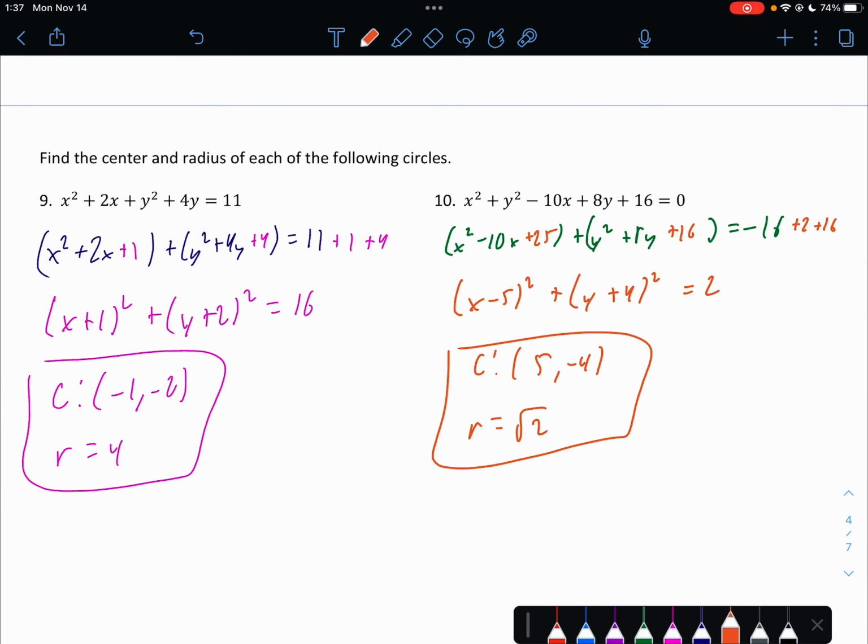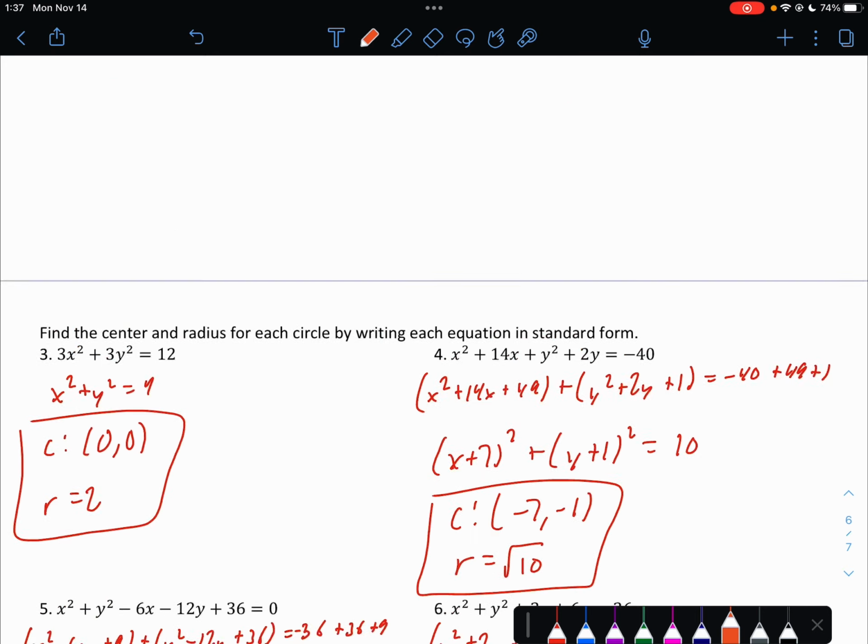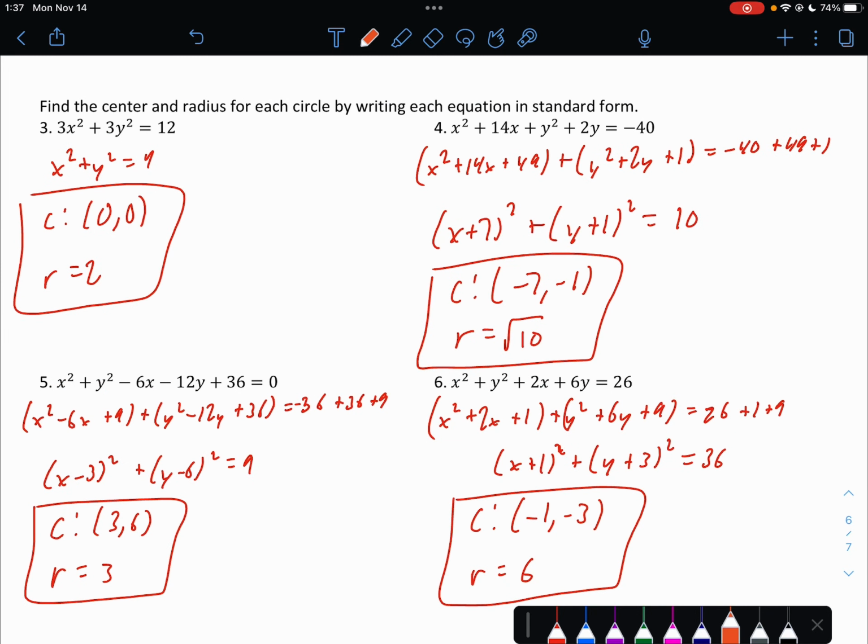All right. At this point, you can pause this video and try the next 2 pages of practice. Come back when you're done and check your answers. You can also check them if I post the key to Schoology. There's the answers for 1 and 2. And for 3 through 6. Again, you can pause this video as long as you need to check your answers for these last 6 practice problems.